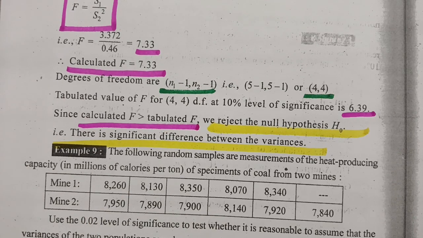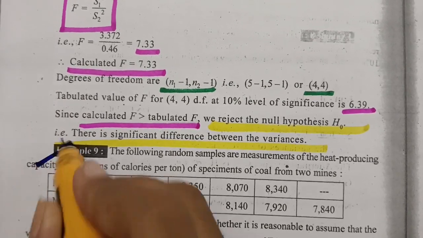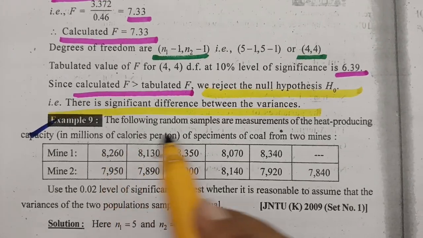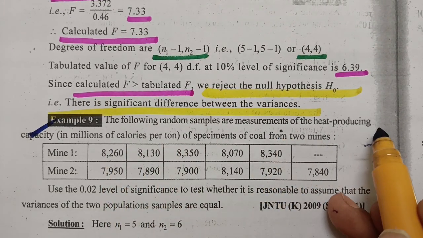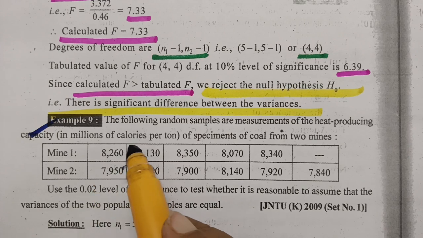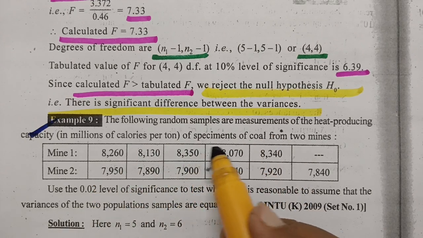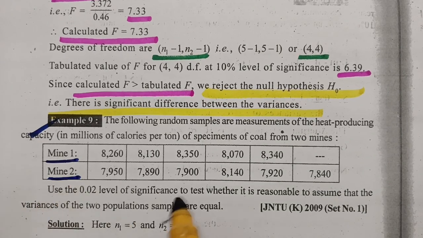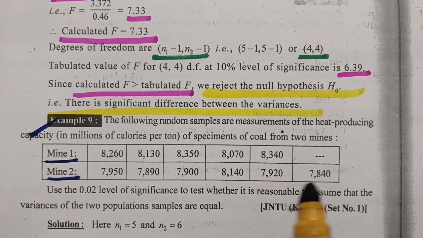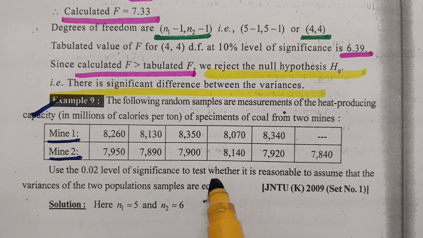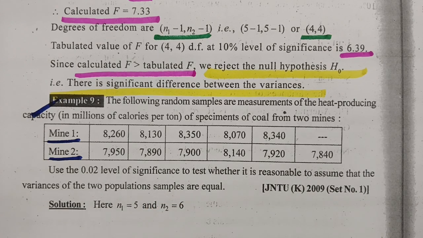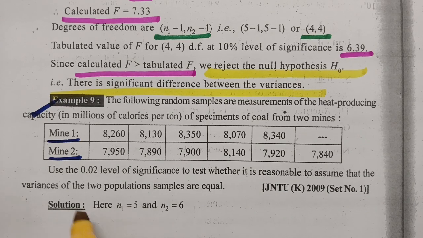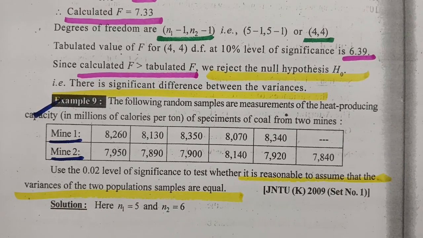Next one is problem number 9. The following random samples are the measurements of the heat producing capacity in millions of calories per ton for specimens of coal from the two mines. This is mine 1 and this is mine 2, and these are all the data given. Here use 0.02 level of significance to test whether it's reasonable to assume that the variances of the two population samples are equal.